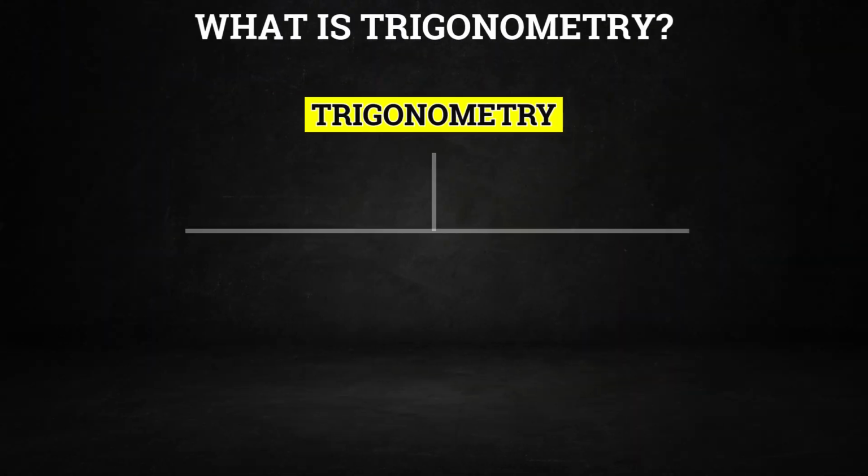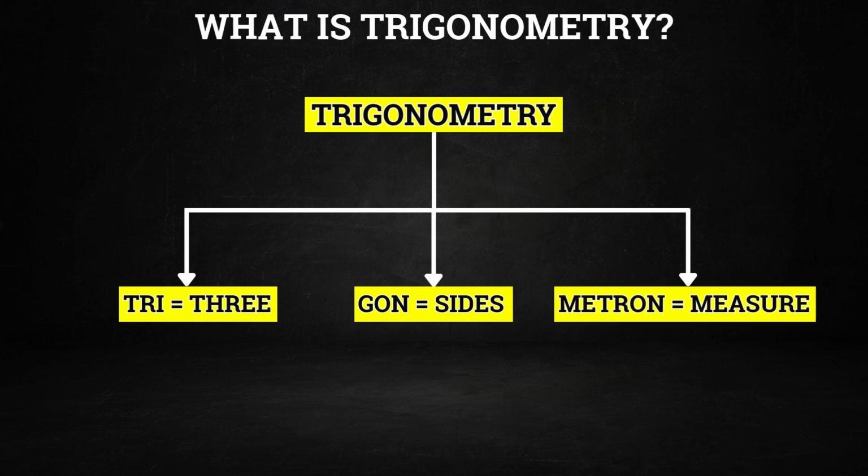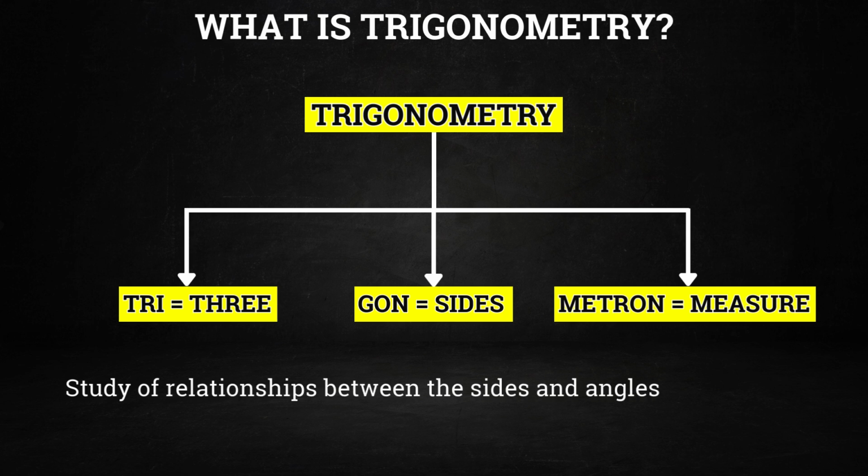Trigonometry is made of three Greek words: tri meaning three, gon meaning sides, and metron meaning measure. It's the science of measuring triangles, especially right-angled triangles. It helps us find the unknown side or angle when only a few parts are known.